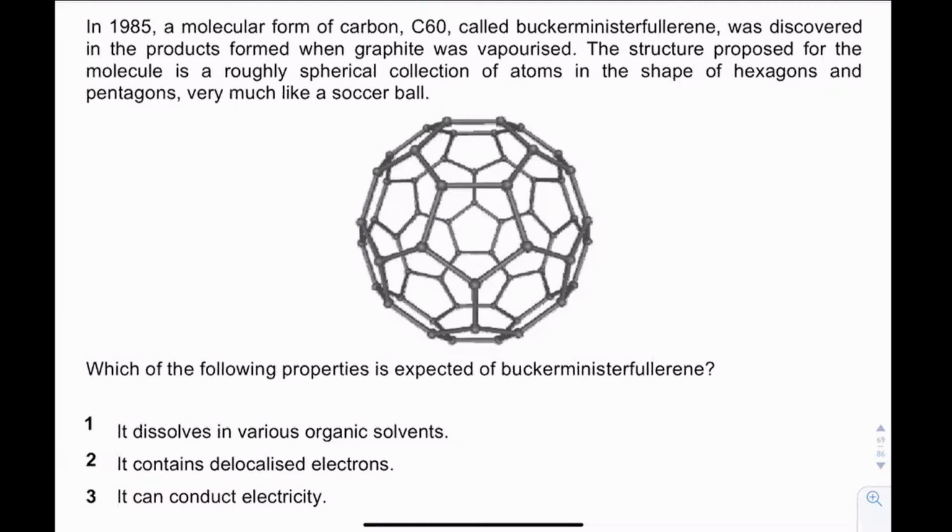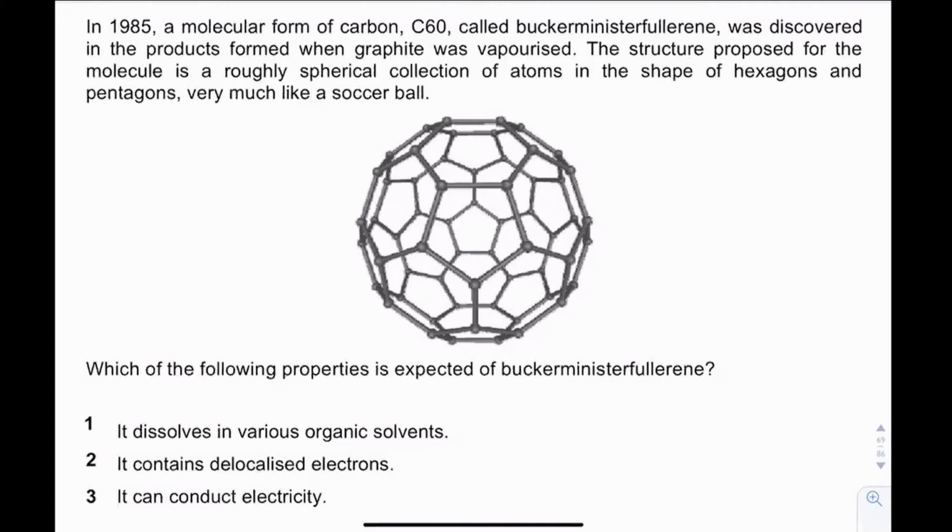In 1985, a molecular form of carbon, C60, called Buckminsterfullerene, was discovered in the products formed when graphite was vaporized. The structure proposed for the molecule is a roughly spherical collection of atoms in the shape of hexagons and pentagons, very much like a soccer ball. Which of the following properties is expected of Buckminsterfullerene? Number one, it dissolves in various organic solvents.